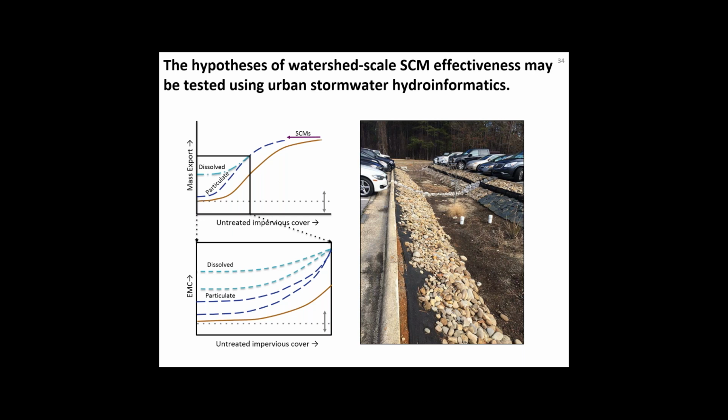So this is an area that we think there's a lot of potential for future research, to look at what density of stormwater control measure you actually need to shift this mass export towards the lower end, towards the pre-development condition.